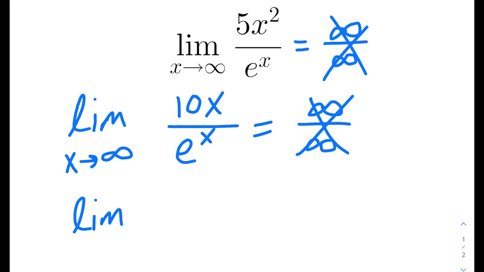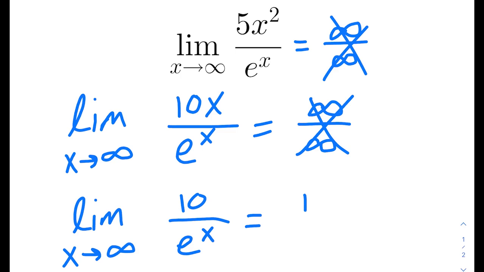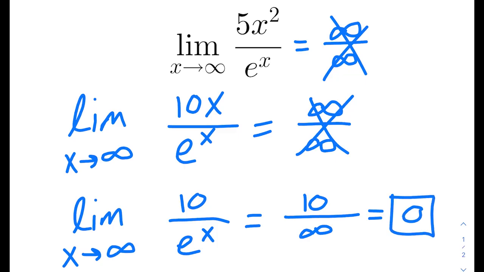Let's take the derivative one more time and let's see if that helps us out. Like I said, one nice thing is you can apply this as many times as needed. If we take the next derivative, we get 10 over e to the x, and when you do direct substitution here, now you get a constant. You get 10 over infinity, and any constant over infinity is equal to 0. So now we have our defined answer by applying L'Hopital's rule, and in this case we just had to do the derivative 2 times.